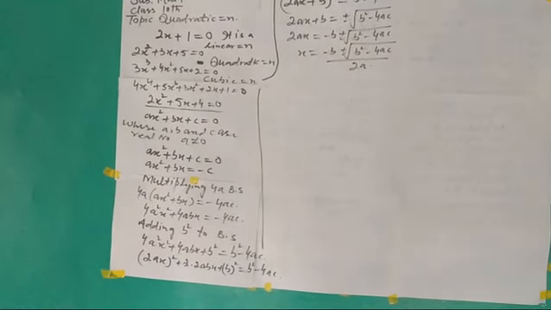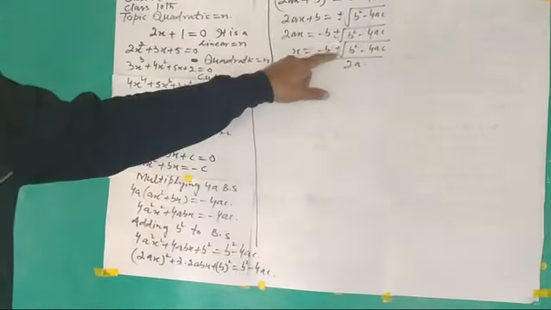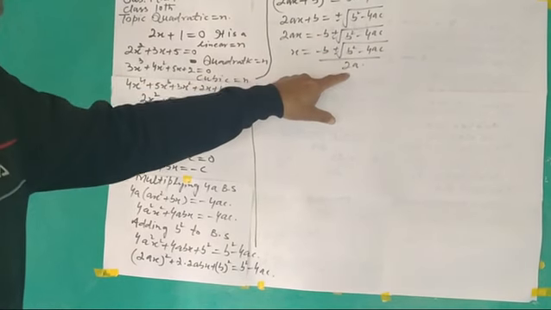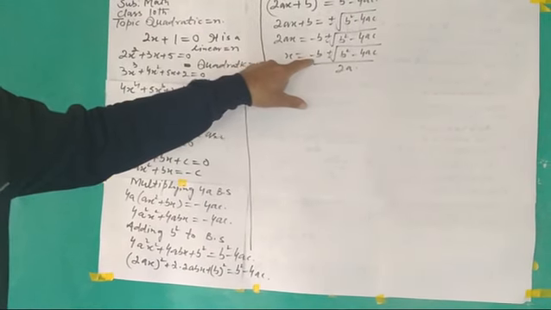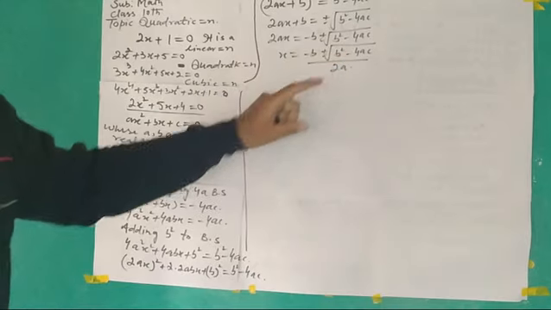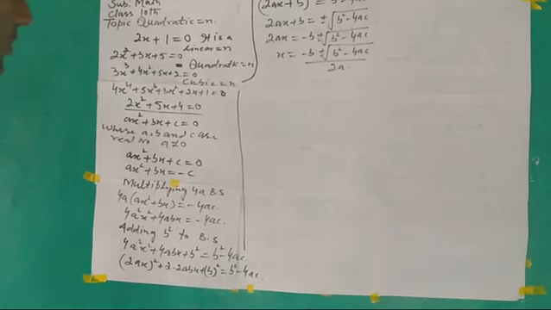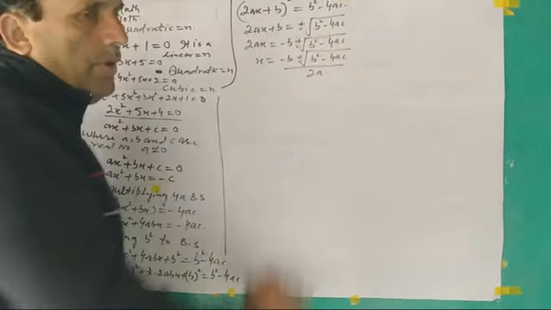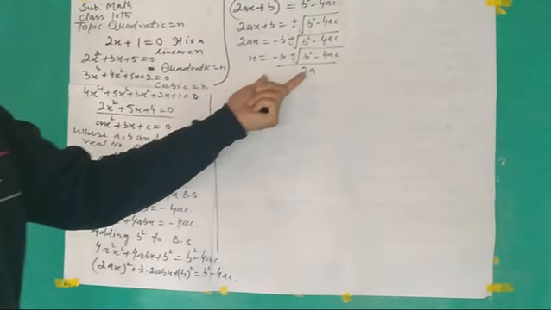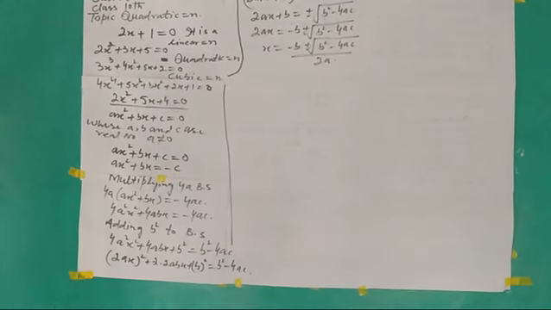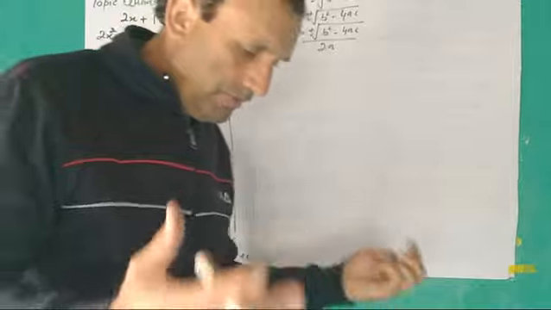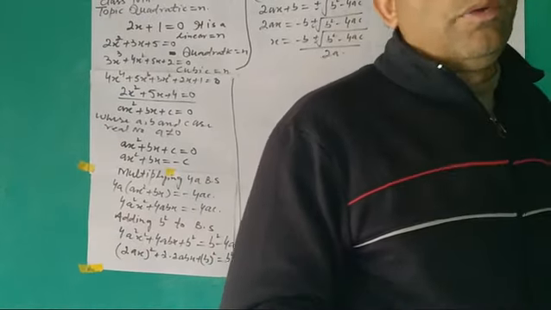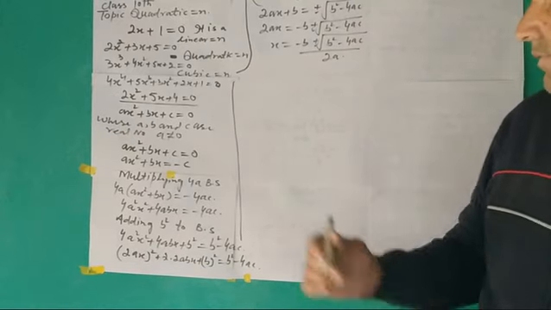x has two values, that is x is equal to minus b plus under root of b square minus 4ac divided by 2a, and x is equal to minus b minus under root of b square minus 4ac divided by 2a. So this is your quadratic formula. With the help of this quadratic formula, you can find the roots of the given quadratic equation.